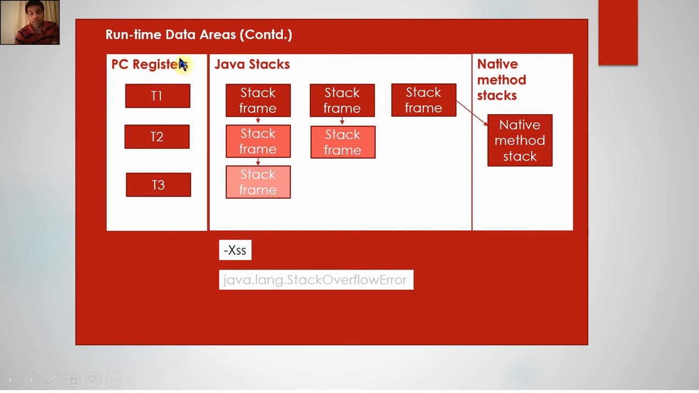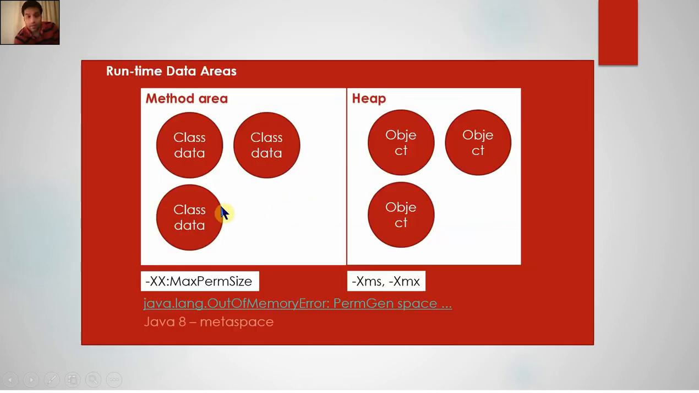Okay, these three are per thread, and thread 1 cannot see what is in the stack frame of thread 2, and thread 2 cannot see what is in the Java stack of either of the threads, etc. So what is the significance of this? That means whatever happens in method execution generally executes here, and it's thread safe in that aspect.